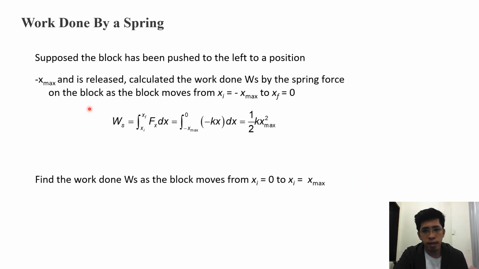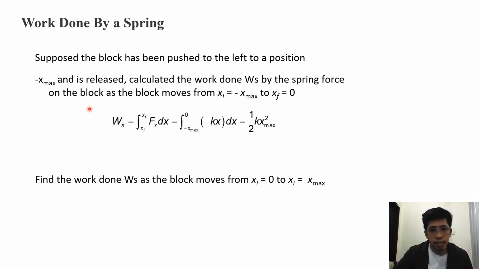Now let's discuss the math of the work done by a spring. Suppose that the block has been pushed to the left to a position negative x max, that is the maximum compression of your spring, and then you just release it. Calculate the work done Ws by the spring force on the block as the block moves from the initial position negative x max to xf equals 0, that is from maximum compression towards the equilibrium position.